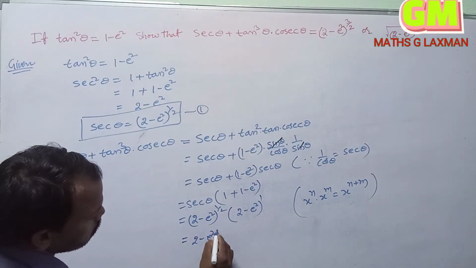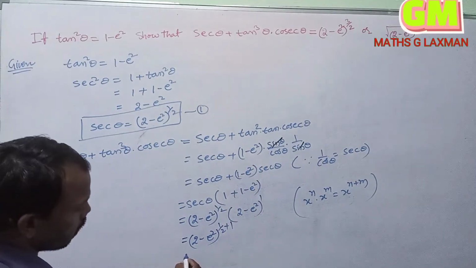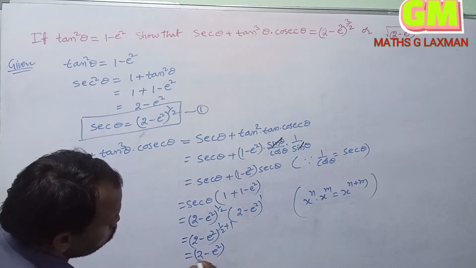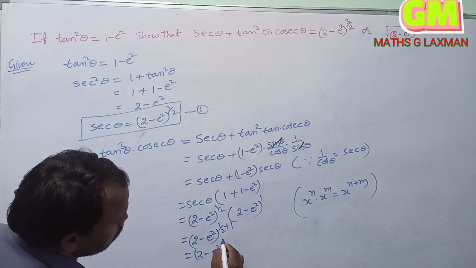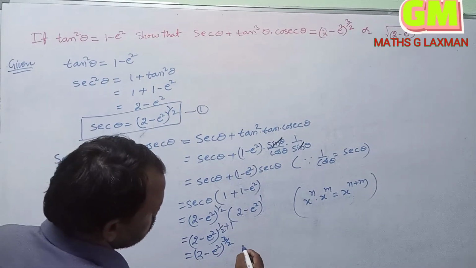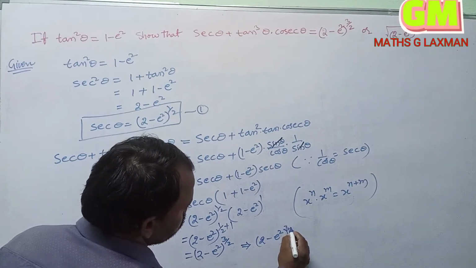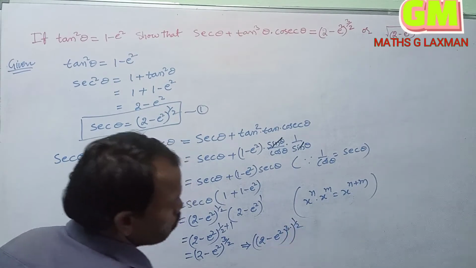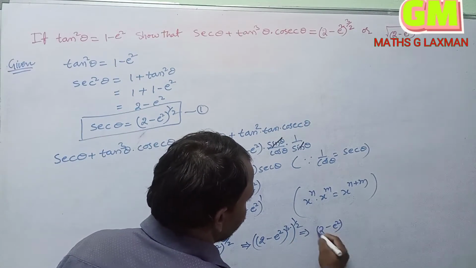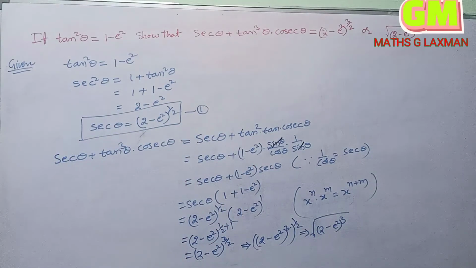So 2 minus e square whole to the power of 1 by 2 plus 1. So you will get, how much you will get? So 2 minus e square whole to the power of 2 plus 1 into 1, 3. So 3 by 2. So 3 by 2, which we can write as, this implies 2 minus e square whole cube to the power of 1 by 2. So that we can represent as 2 minus e square whole cube under root. Why? Because 1 by 2 is nothing but under root. Okay.